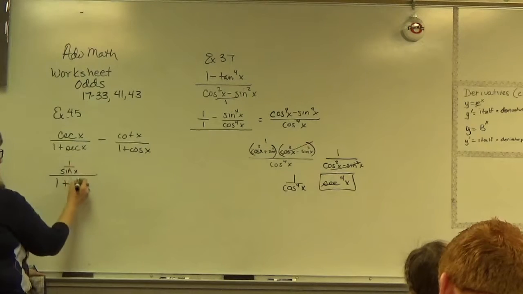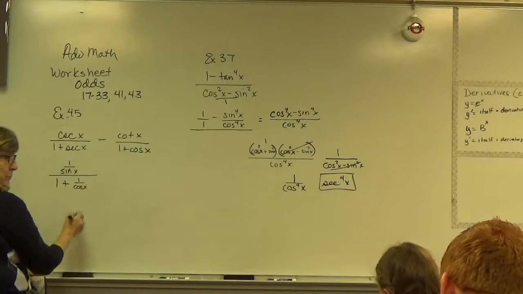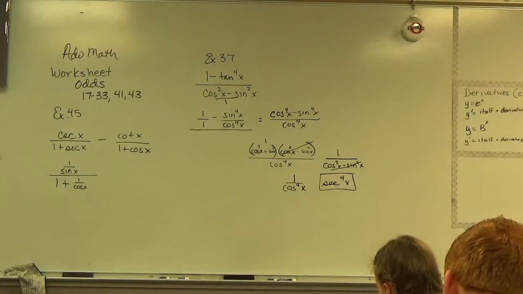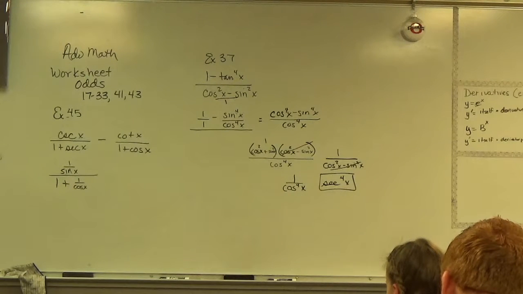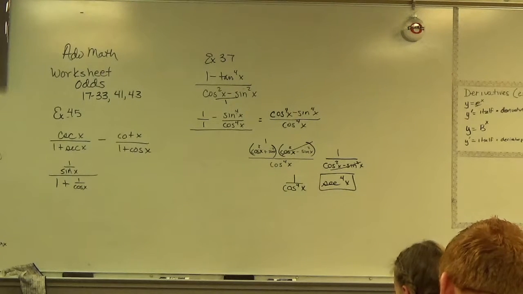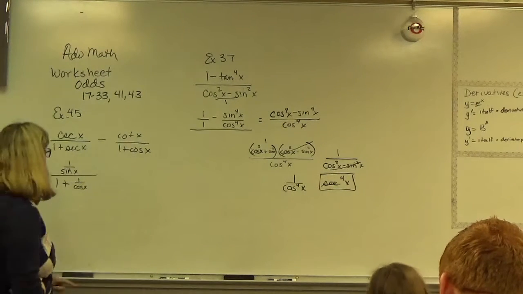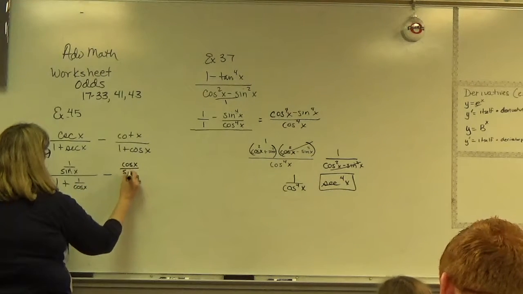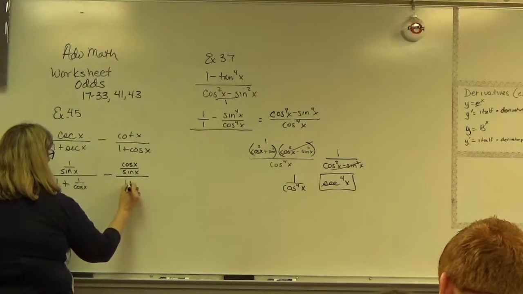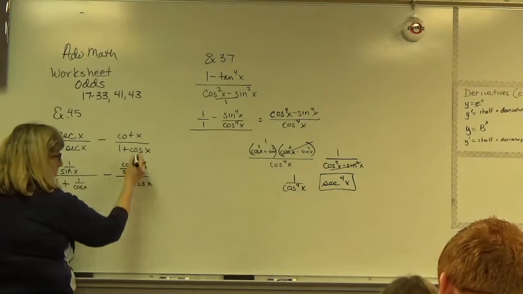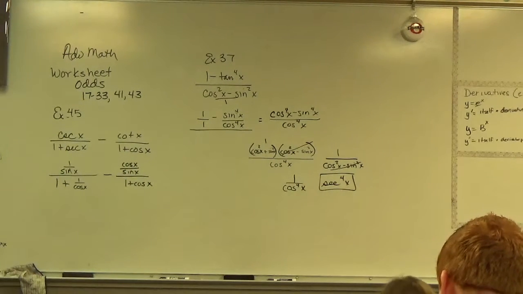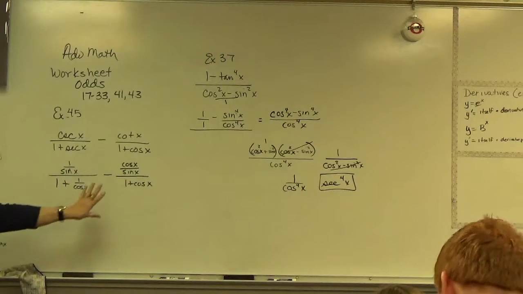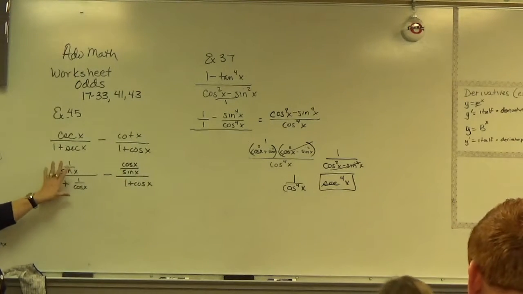Secant changes to 1 over cosine. Is everybody with me there? I think we've got it written there. I could have written this the other way too. That might make it easier for you guys. Okay, now what's cotangent change to? And I think I wrote that down right, didn't I? Wasn't that a cosine? Okay, so, not gonna mess with this fraction yet. I wanna do this one first.